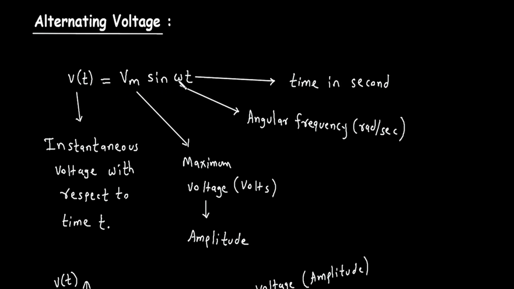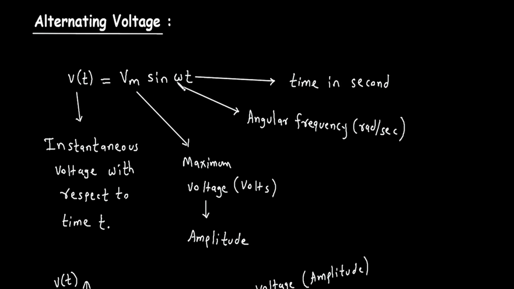Let's break down this equation. V(t) represents the instantaneous voltage at any given time t. It's the voltage value you get at any specific moment. Vm is the maximum voltage or the amplitude. It's the peak value that the voltage reaches, both in the positive and negative directions.